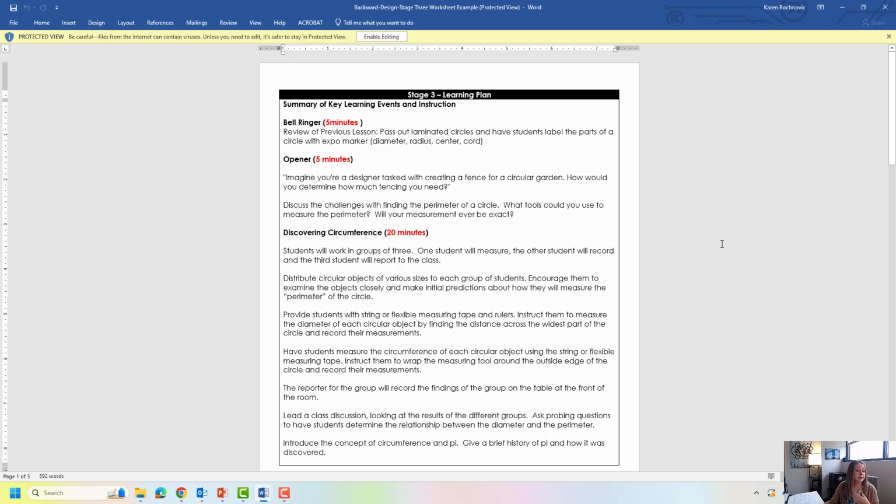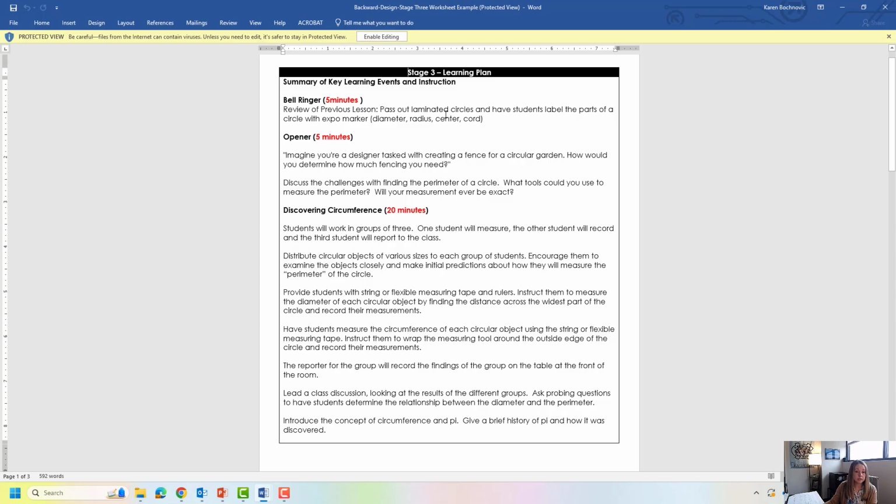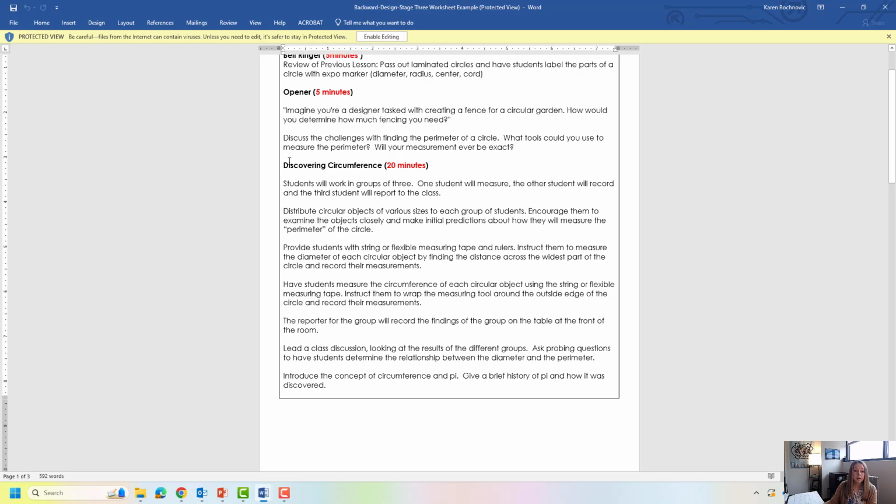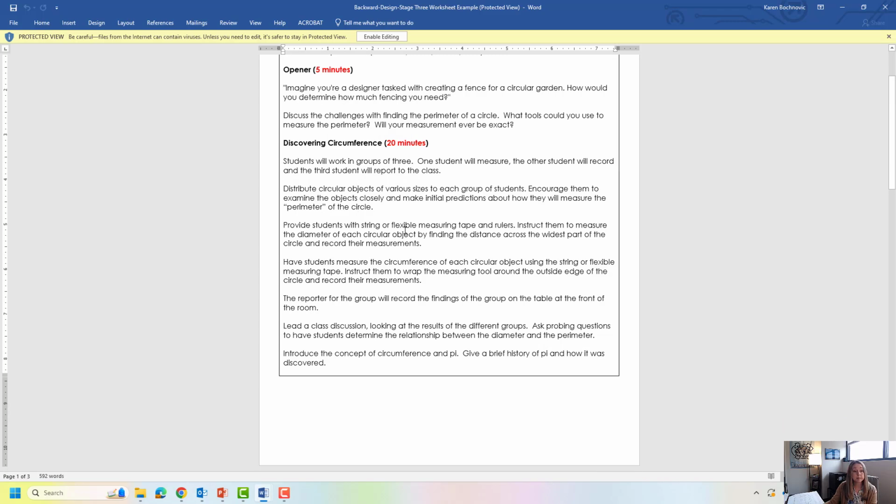So using that same objective that I've been using to give you examples, here's one on a lesson involving the circumference of circles. So I've described for you what type of bell ringer, what type of opener. These are the activities that I would have students do, and be very specific. Like, what is this going to look like?